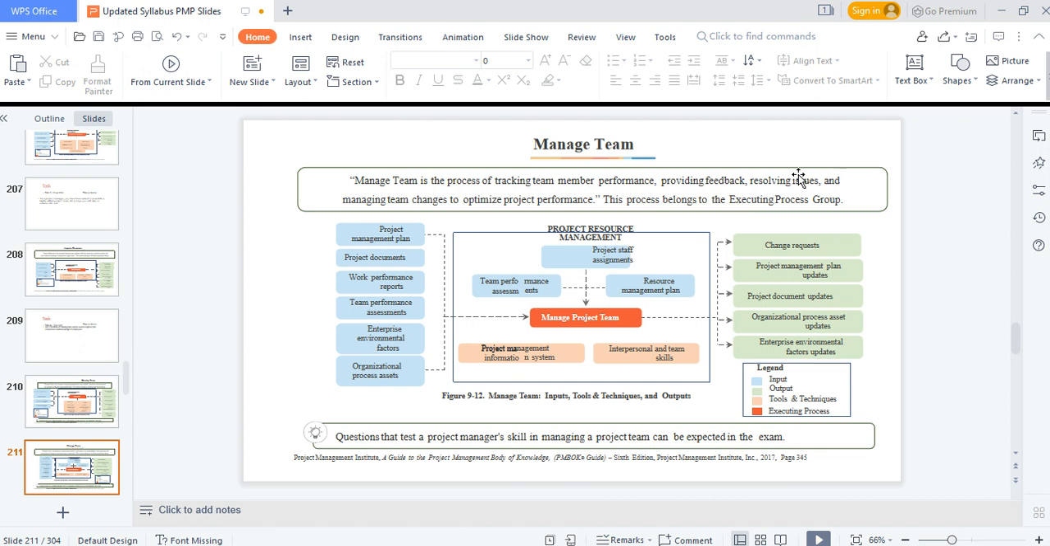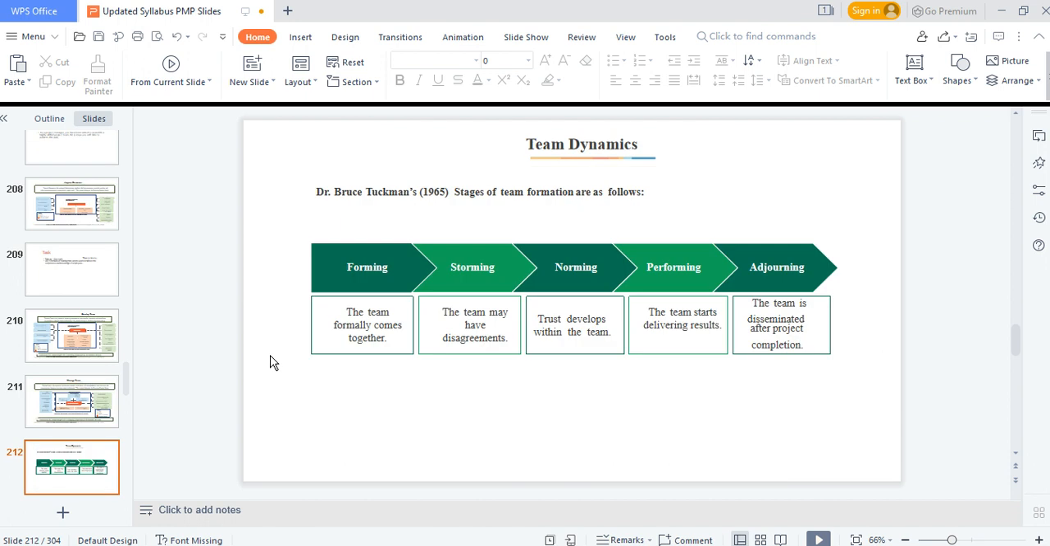Provide feedback, resolve issues, and manage team changes to optimize project performance. Don't forget that is your goal: deliver an awesome project. And there are some concepts, some dynamics you need to understand when it comes to team members. There's what we call forming, storming, norming, performing, and adjourning.